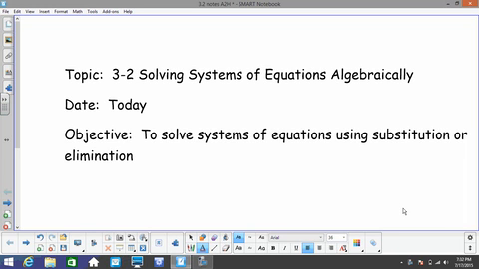Today we are doing 3-2, solving systems of equations algebraically. So we're moving past the graphing. I think algebraically is a better way of doing it, definitely more accurate. Today we are going to be solving systems of equations using substitution or elimination.